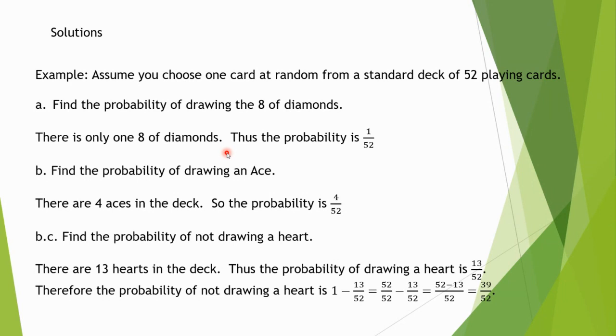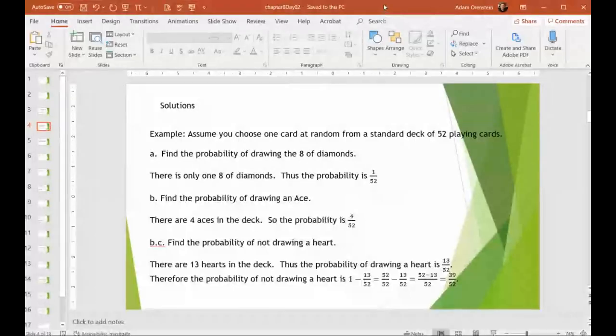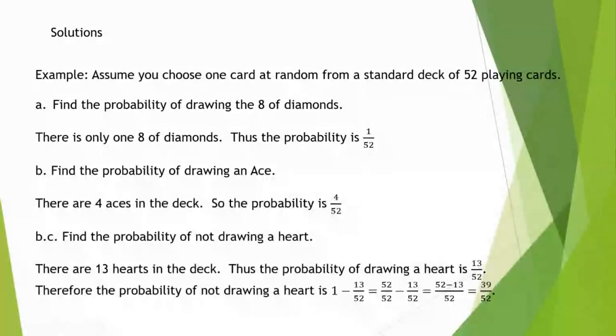But now let's get the probability of the hearts. We know there are 13 hearts in the deck, right? So if we wanted the probability of actually drawing a heart, there are 13 of them, so that'd be 13 out of 52. So what would the probability be of not drawing a heart then? Well, that would be 1 minus that, which is 1 minus 13 out of 52.